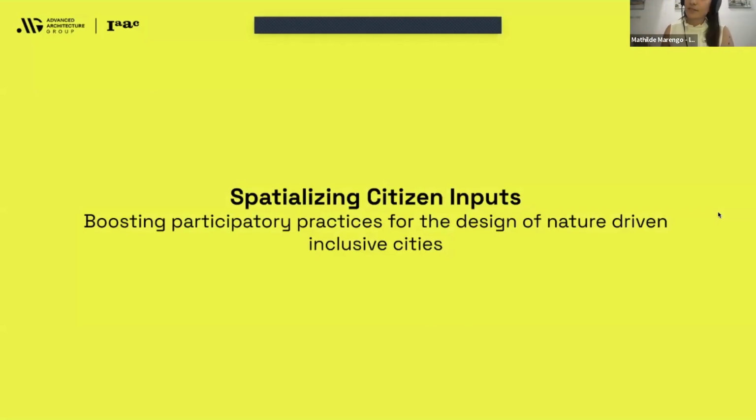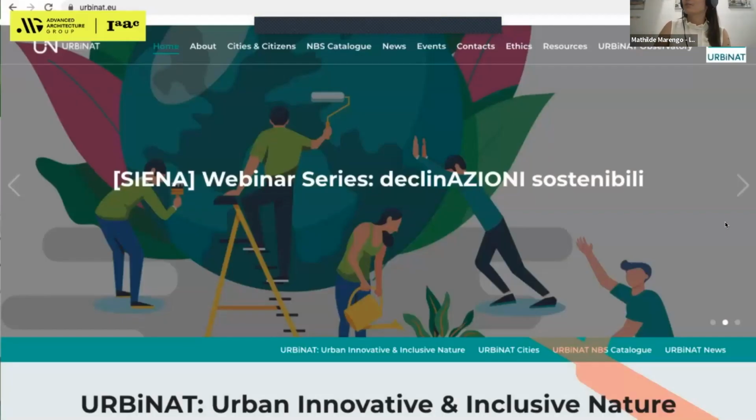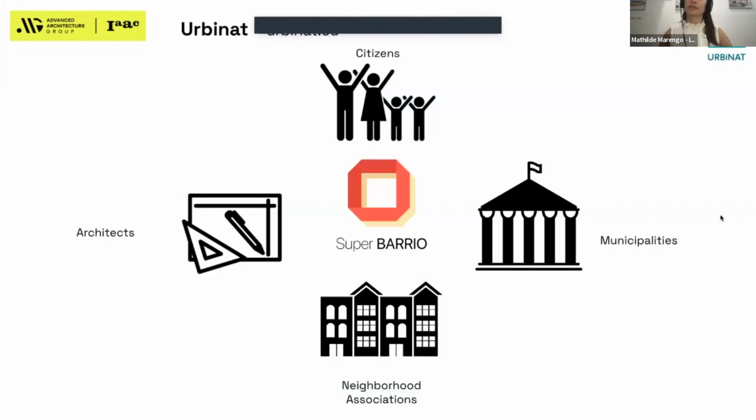So this gaming platform has since been further developed and implemented within the context of several EU projects. One of them being the URBANAT project, which is a Horizon 2020 project oriented to implementing inclusive and innovative nature-based solutions within cities. Specifically within the URBANAT project, Super Barrio was implemented and redesigned in order to engage citizens, municipalities, neighborhood associations, and architects together within the design of 3 green corridors in the cities of Sofia in Bulgaria, Nantes in France, and Porto in Portugal.